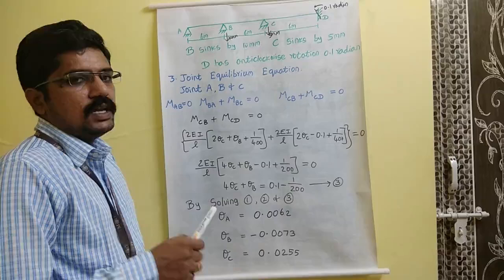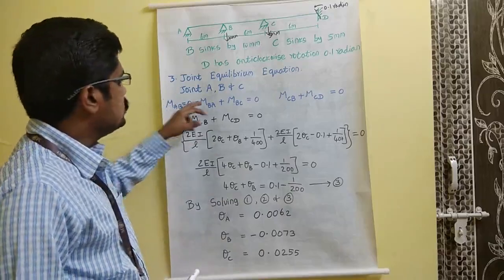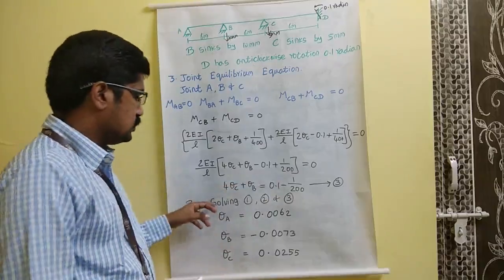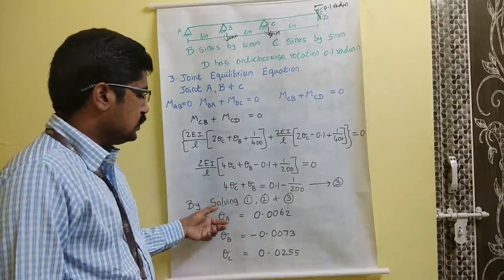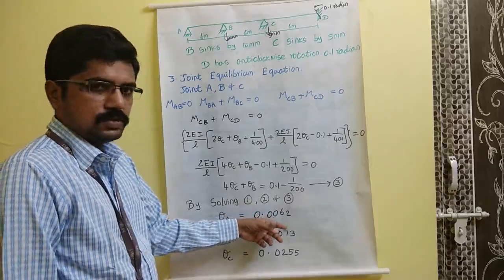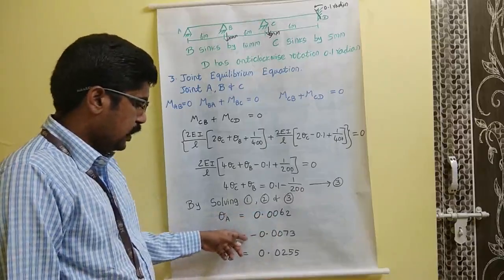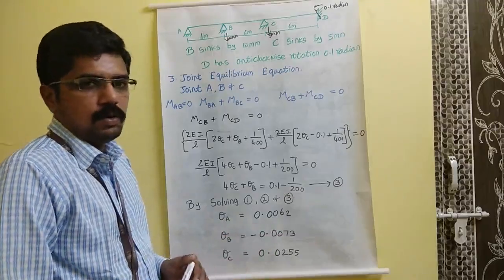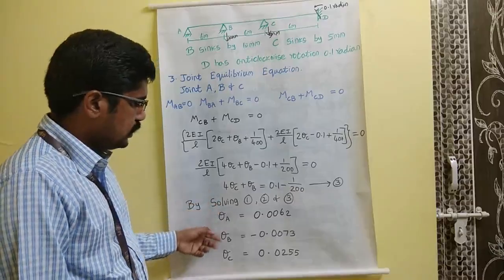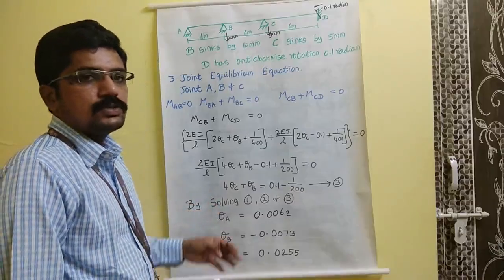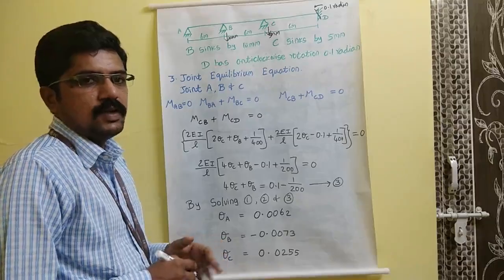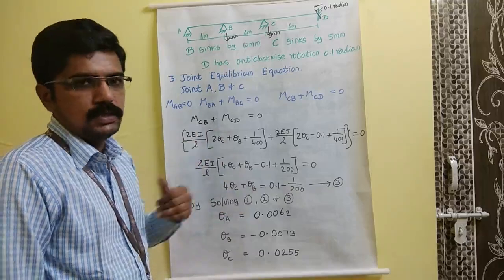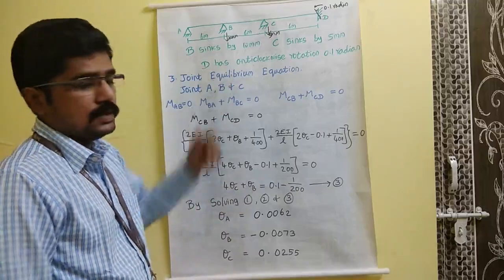We have already calculated for joint A and joint B. Now we are calculating for joint C. So by solving equations 1, 2, 3, we will get theta A equal to 0.0062, theta B equal to minus 0.0073, and theta C equal to 0.0255. So these are the values of theta A, theta B and theta C. So we need to substitute these theta A, theta B and theta C values in the slope deflection equation in order to find out the actual moments of the members.